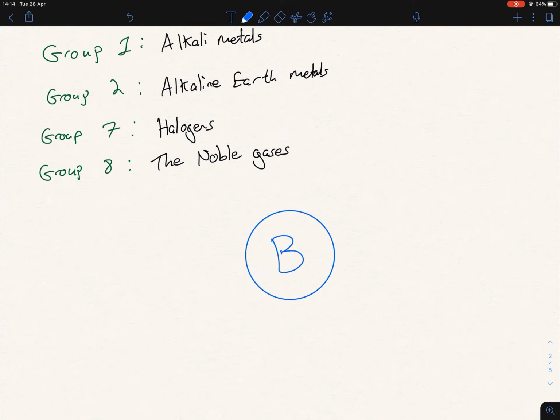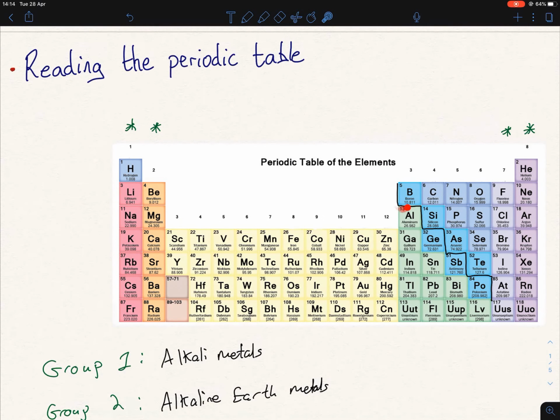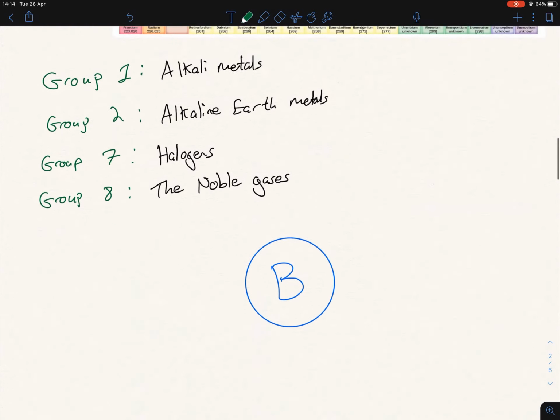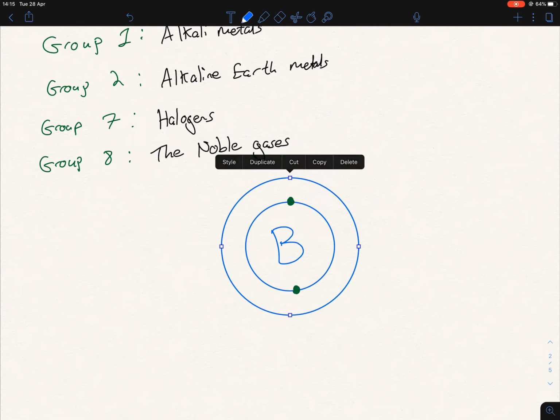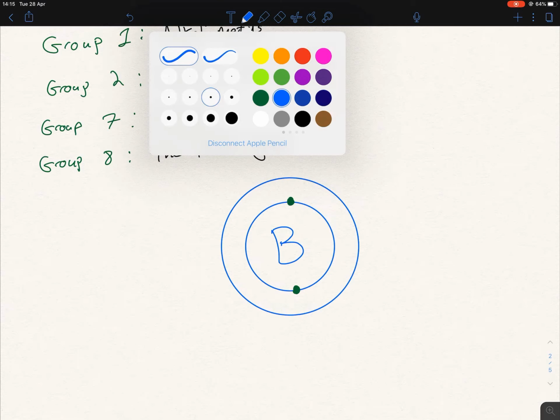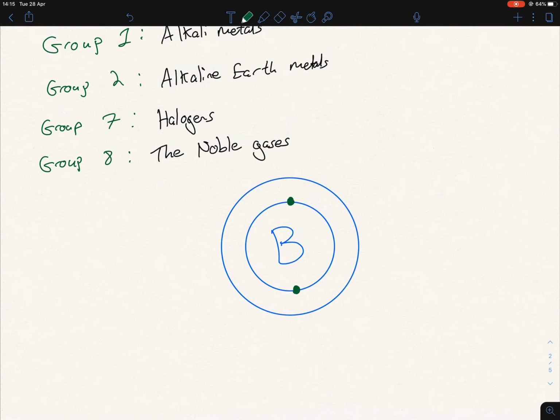So boron is in group 3, I believe. It is. It's over here. Boron has 5 electrons in total. So let's say 1, 2, and we now draw in the next orbit. And we know for the next orbit, max of 8, but we only have 5 in total. So 2 from 5 is 3. So I have 3 more electrons to put in. 1, 2, 3. Okay? Count them up.